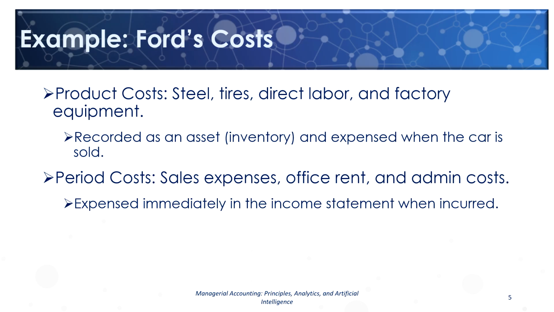This slide provides another automotive example. Steel, tires, direct labor, and factory equipment are costs of products. They are recorded as inventory and expensed when a car is sold. Sales expenses, office rent, and administrative costs are period costs. Those are expensed immediately when incurred.